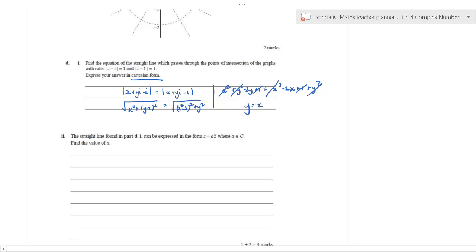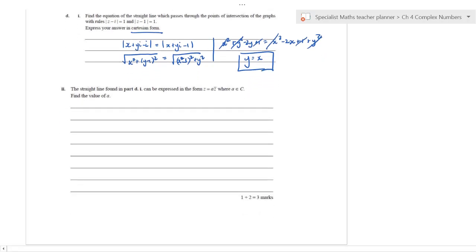And of course, because it's only worth 1 mark, find the equation, answer in Cartesian form, y equals x would be all that is required. But I didn't need my calculator for that, did I? If it's faster in the calculator, go for it.